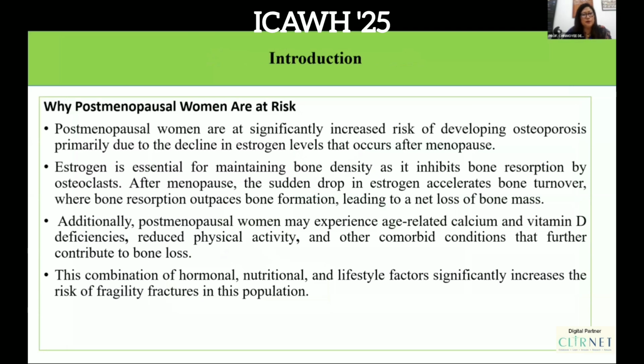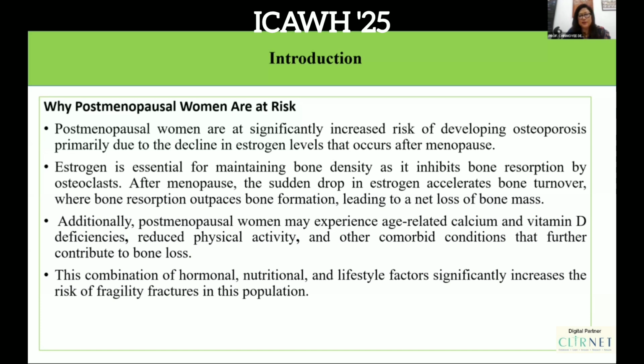So why are postmenopausal women at risk? Postmenopausal women are at significantly increased risk of developing osteoporosis, primarily due to the decline in estrogen levels that occurs after menopause. Normal estrogen levels in premenopausal women typically range from 30 to 400 picogram per ml. In postmenopausal women, E2 is usually 15 picogram per ml and E1 is between 7 to 40 picogram per ml. Estrogen is essential for maintaining bone density as it inhibits bone resorption by osteoclasts. After menopause, the sudden drop in estrogen accelerates bone turnover.